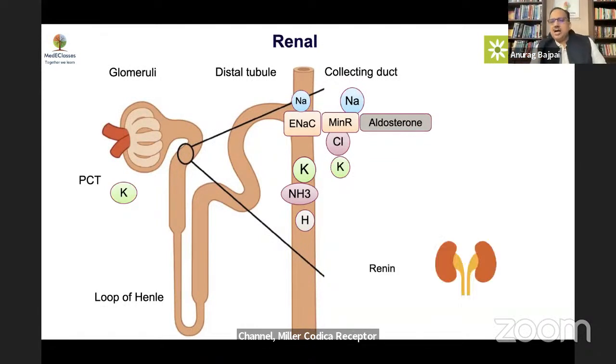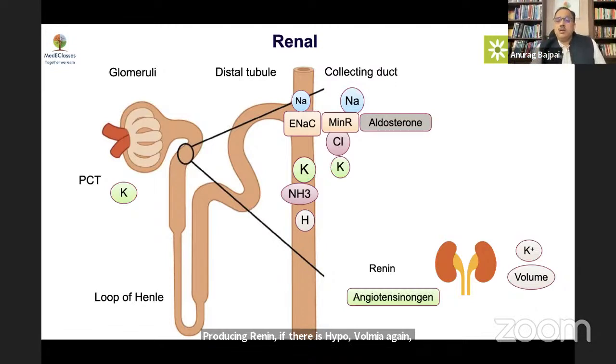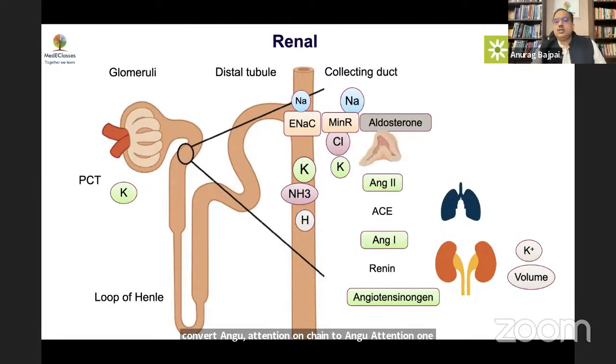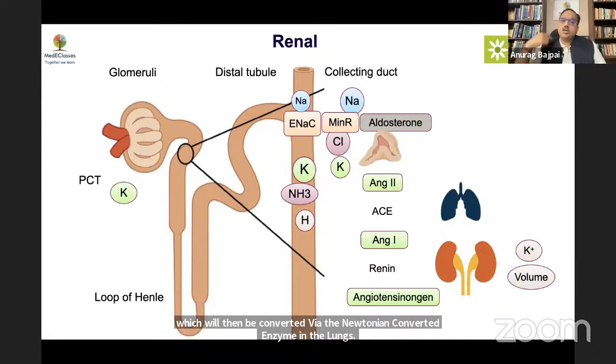Now, aldosterone is largely regulated by the renin-angiotensin-aldosterone system, which in turn is regulated via potassium and volume. So if there is hyperkalemia, as discussed earlier, if you have increased load, if somebody is having a lot of potassium, the kidneys will start producing renin. If there is hypovolemia, again, your renin axis will get activated, and this renin will convert angiotensinogen to angiotensin 1, which will then be converted via the angiotensin converting enzyme in the lungs to Ang2, which will cause production of aldosterone.